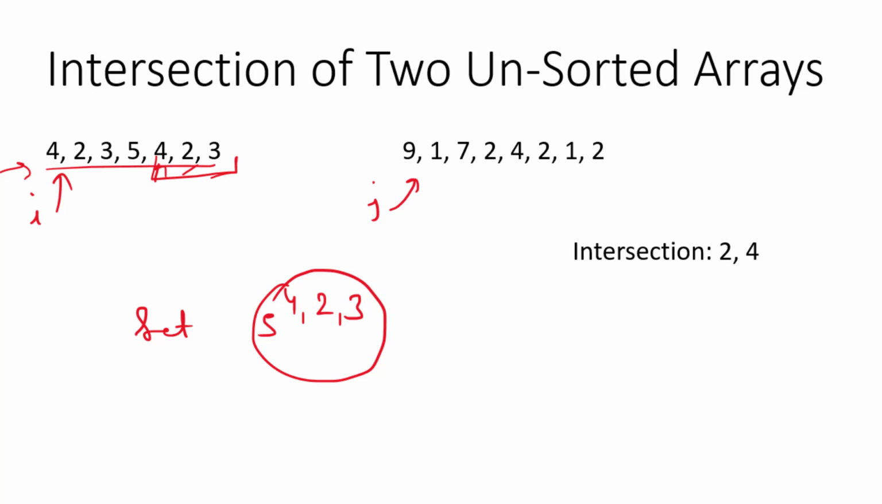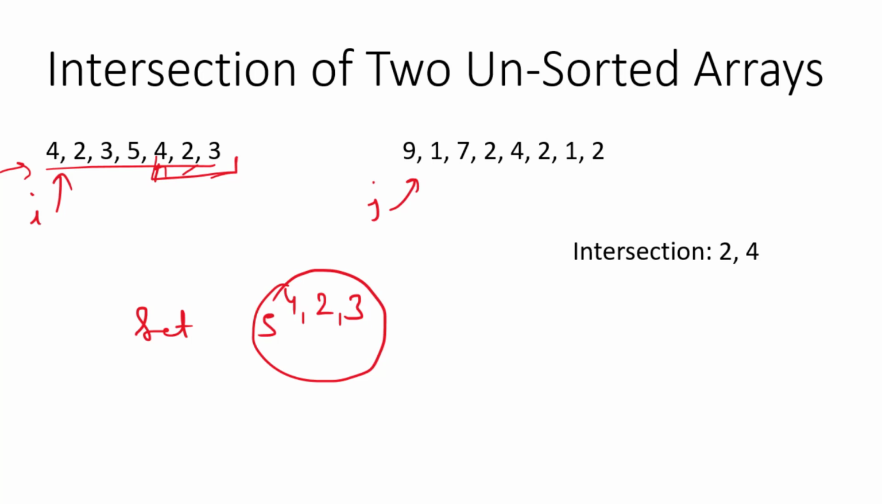Once you have put all the elements of the first array in the set, your second task is that one by one you will iterate the second array's elements, and check whether the element is present in the set or not, right? If the element is not present in the set, then you need not do anything, just increase the index of j. Else if it is present, then what you will do is print the value.